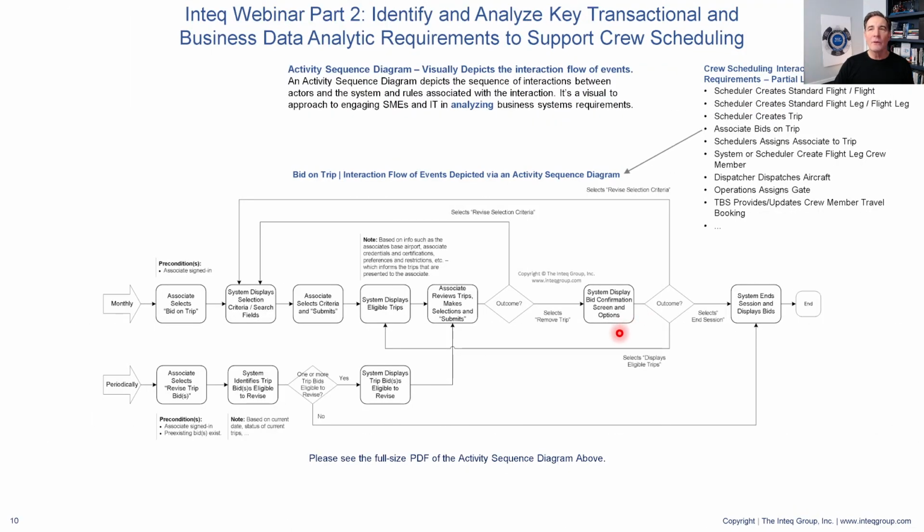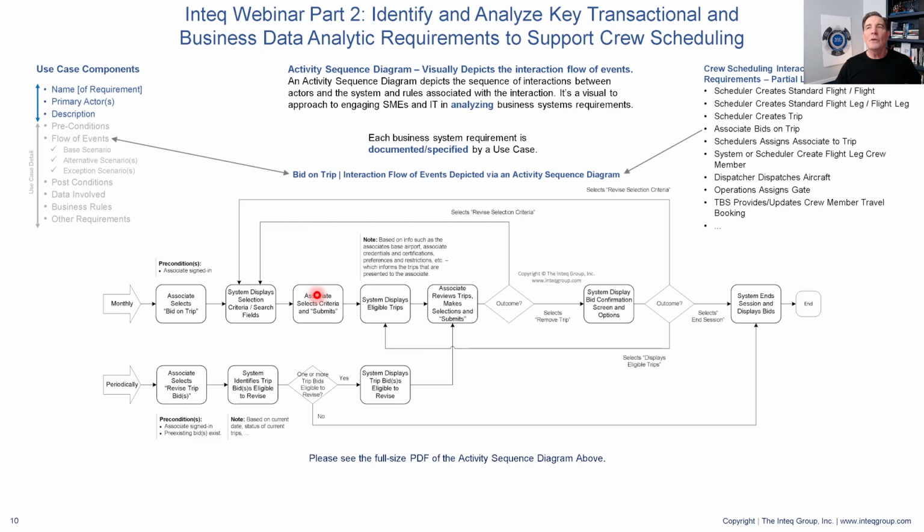All right. Then we take that candidate requirement, in this case, bid on trips. We start creating the interaction flow of events, user action, system response. We're still staying digital here, right? There's one other concept here that I think should come in.